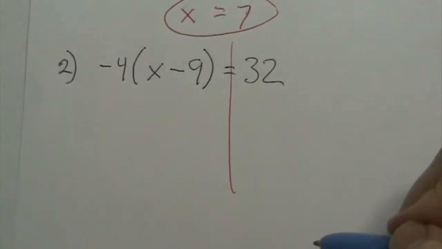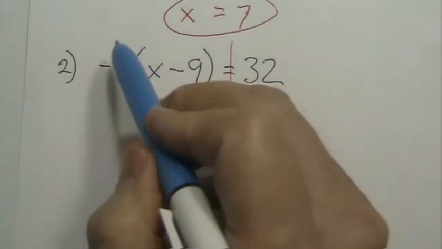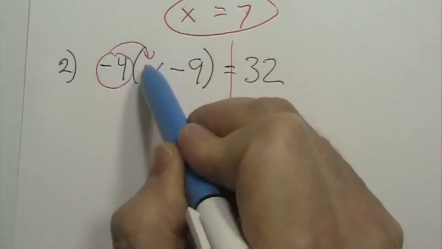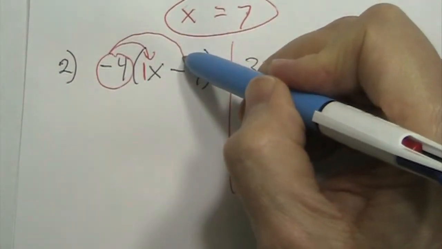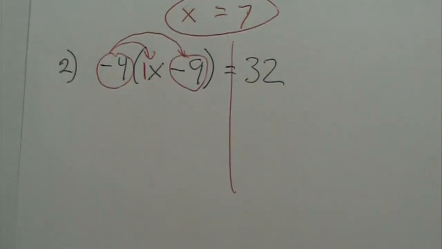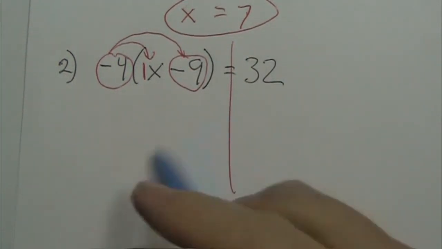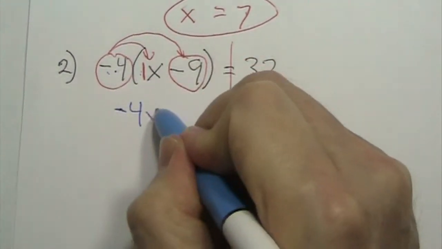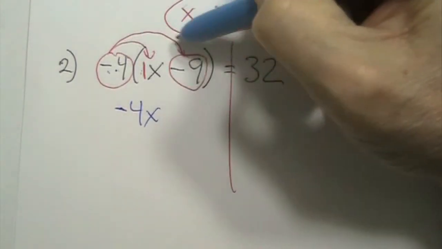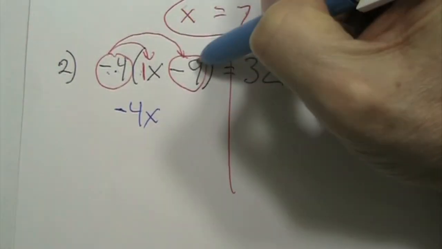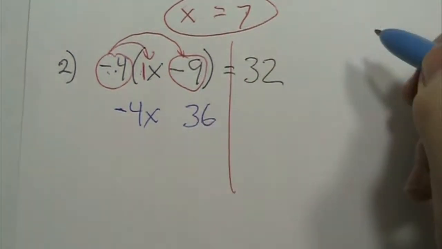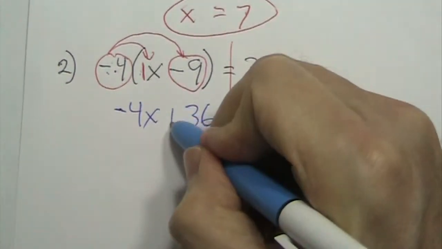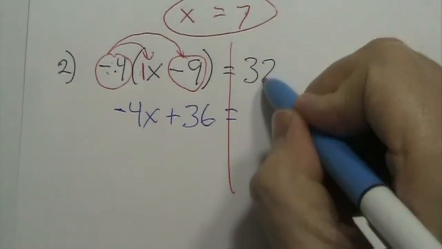First, we have a left and right side. I need to do distributive first. So I will take -4 times each number in here. That's a 1 right there, and this is -9. So we have first -4 times 1. 4 times 1 is 4, and there's one negative. -4 times -9. 4 times 9 is 36. Two negatives, when multiplying, cancel. And this is 32.